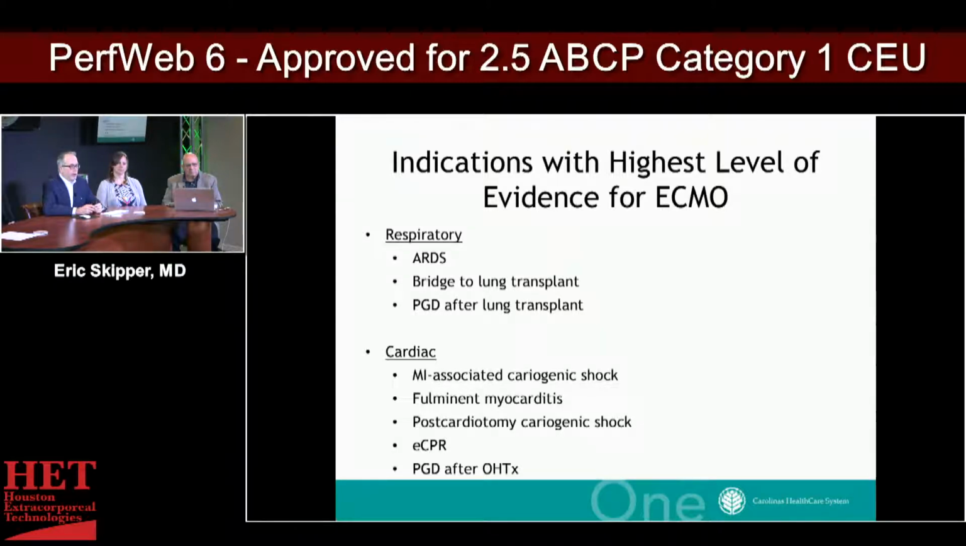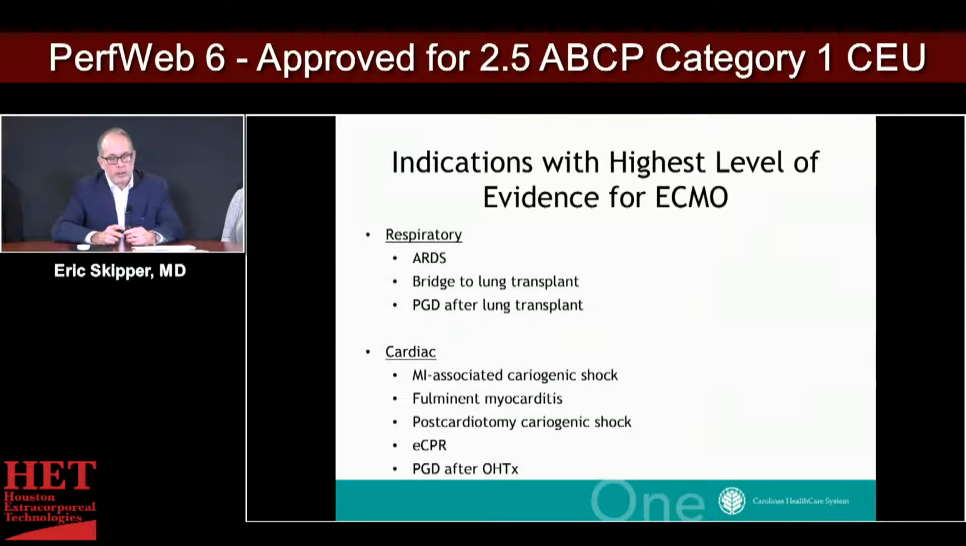Highest levels of evidence for ECMO on the respiratory side are ARDS, bridge to lung transplant, and graft dysfunction after lung transplant. Those are on the pure pulmonary side. On the cardiac side, MI-associated cardiogenic shock, fulminant myocarditis, nothing much worse than a patient that presents with giant cell myocarditis and is rapidly deteriorating hour by hour, if not minute by minute. Post-cardiotomy cardiogenic shock, I love spell correct, it corrected it yet again. Emergent CPR with emergent cannulation and graft dysfunction after heart transplant.